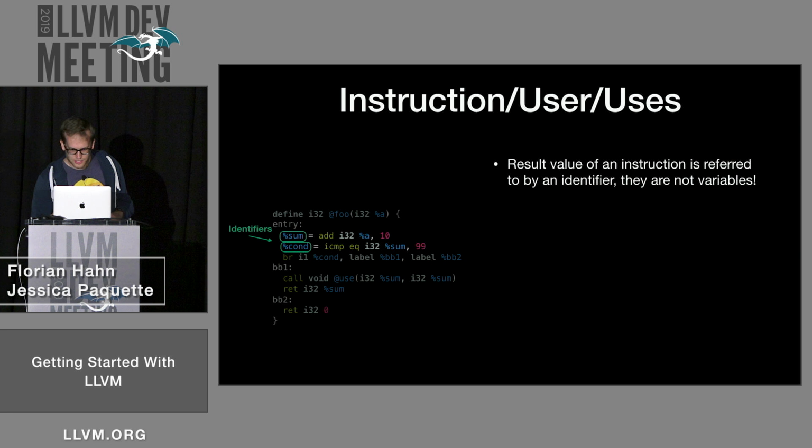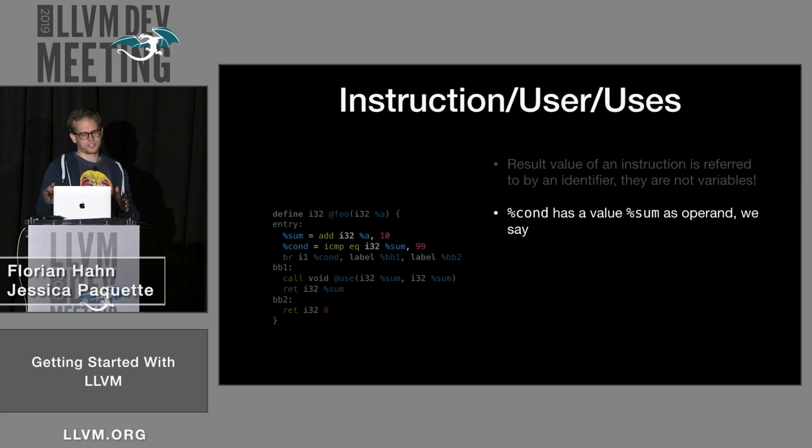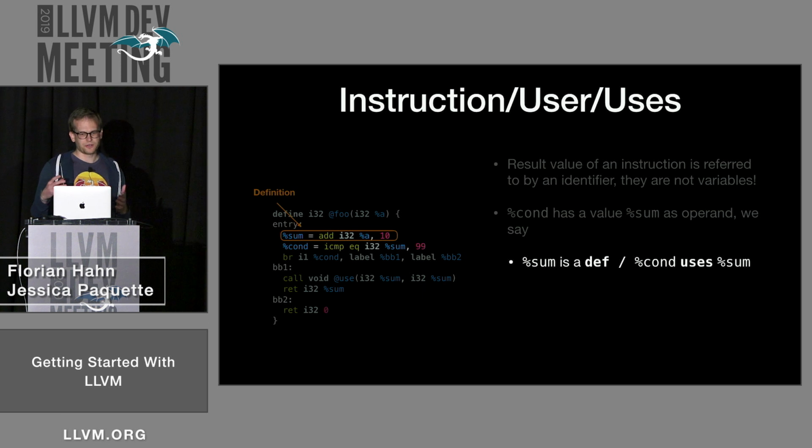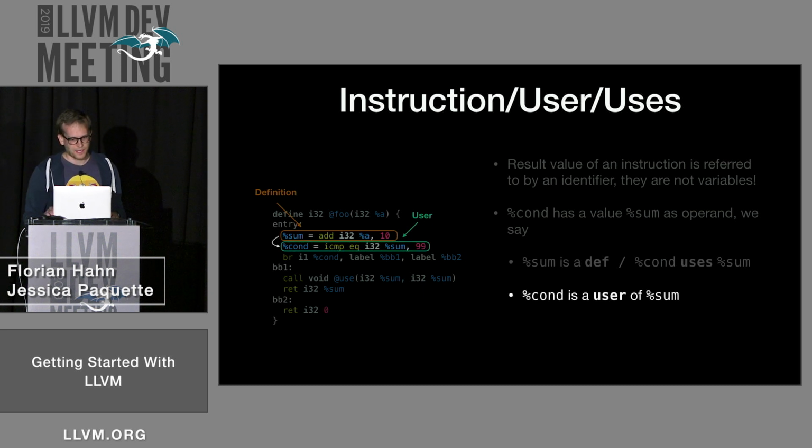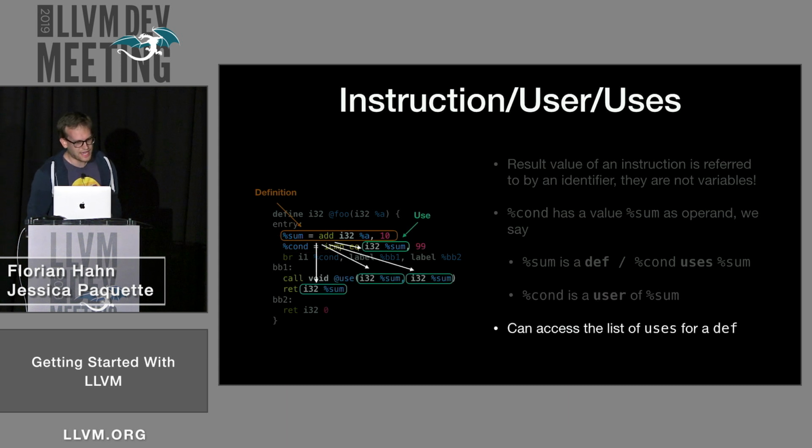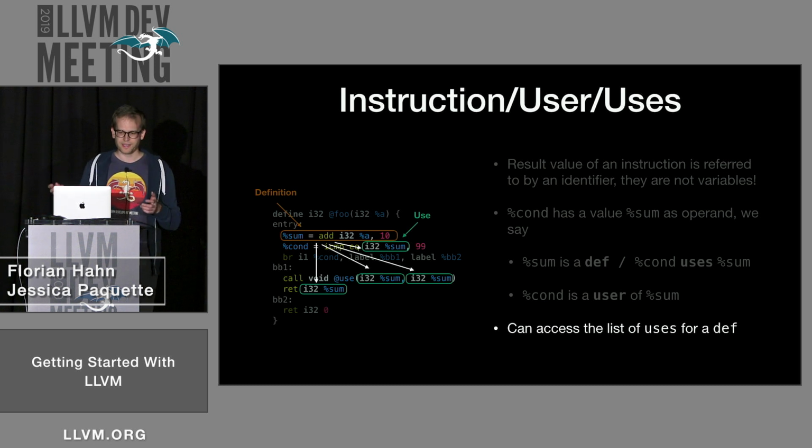So now let's take a look at what goes on when an instruction uses another instruction as an operand. So in the example here, we have the add instruction, which is then used by the compare instruction. So in this relationship, we call sum the definition, and then we say that the conditional instruction uses sum as an operand. And we call the whole instruction that has a use the user. And you can access the list of users for any given definition. So on the example on the slide, you see all the users of sum in the program, in the function.